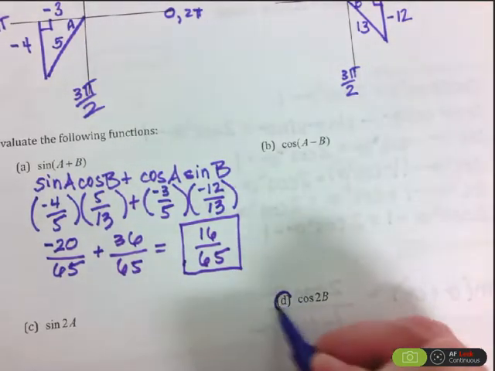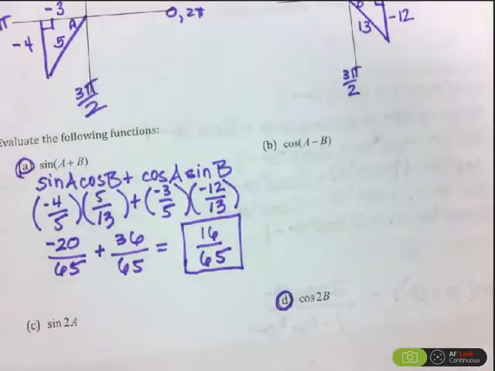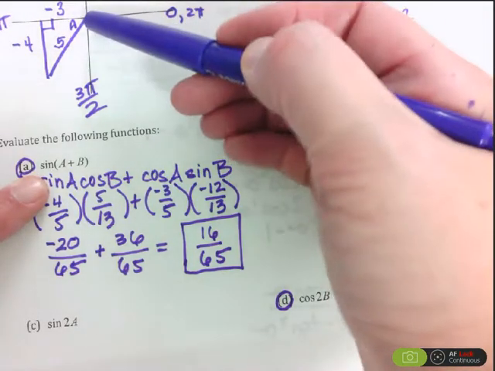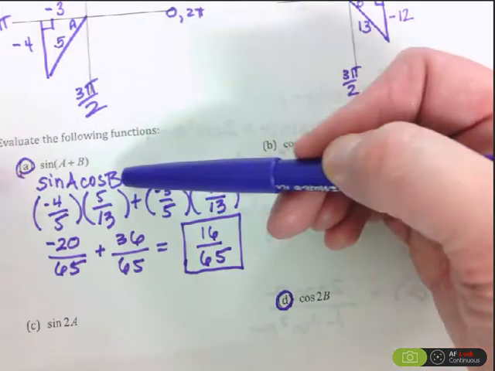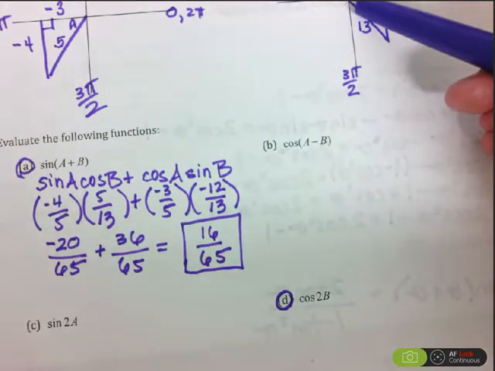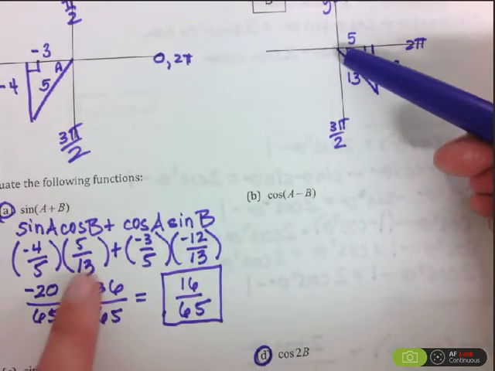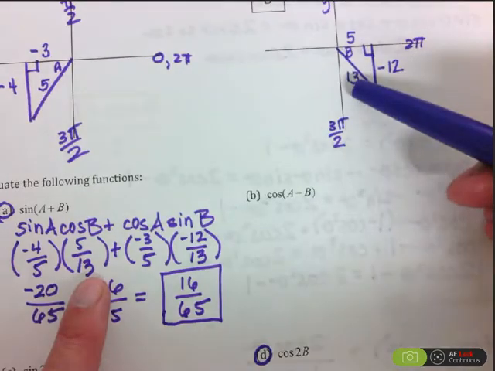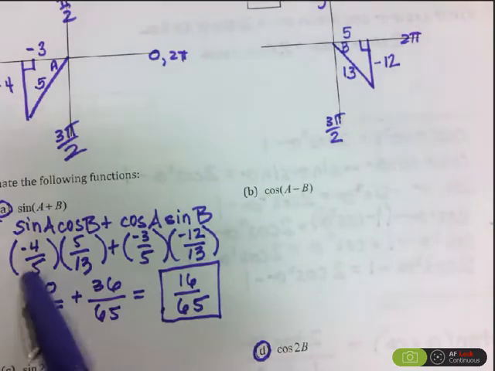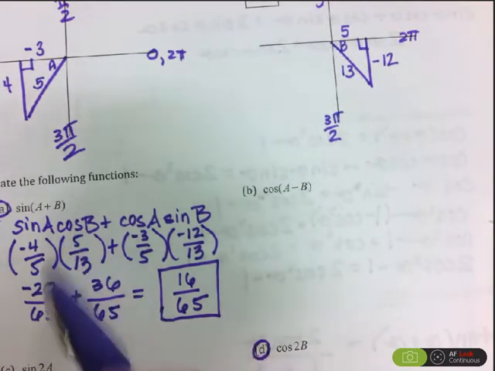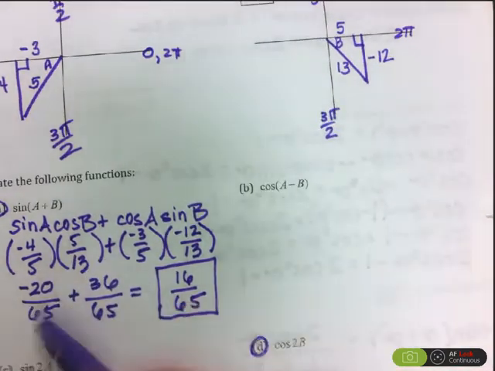So first thing I did was write down the formula, same formula from your formula sheet. Then, sine of A, I had to look at angle A and find its sine by doing opposite over hypotenuse. Cosine of B, I have to look at B and find its cosine, it's up here. Find its cosine by doing adjacent over hypotenuse. So then I multiplied -4 times 5 to get -20, and 5 times 13 to get 65.